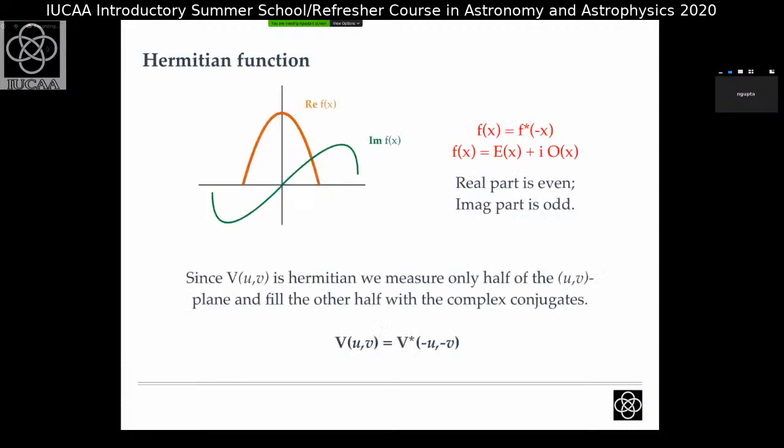What is meant by Hermitian? Hermitian means that the real part of that function is even and the imaginary part of this function is odd. And you can see this through this cartoon also. But what this means is that f of x is equal to the complex conjugate of f of minus x. So although we are measuring only half of the UV plane, we can fill the other half with complex conjugates using V(u,v) equals V complex conjugate of (minus u, minus v). So this is how I can fill my entire UV plane.